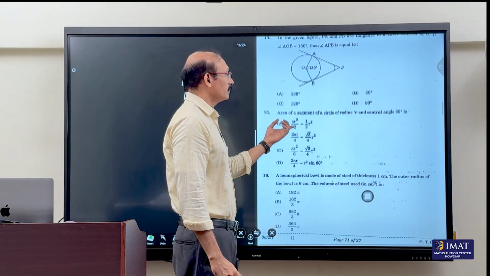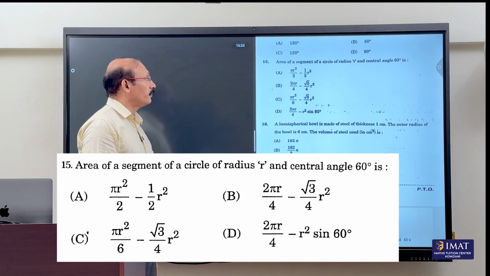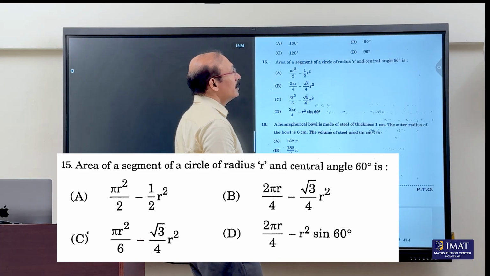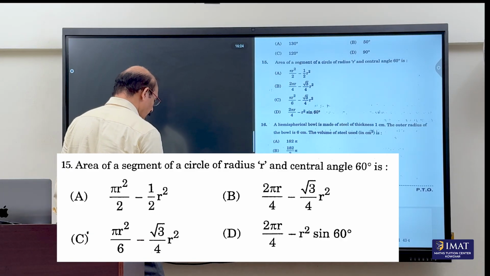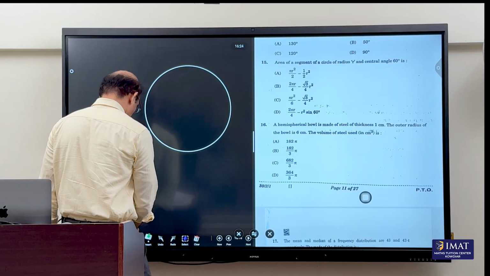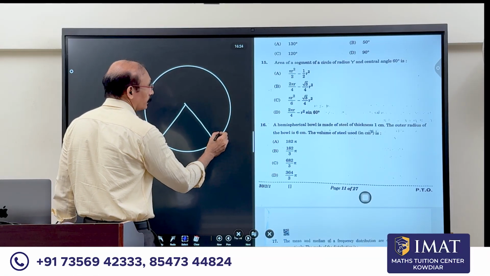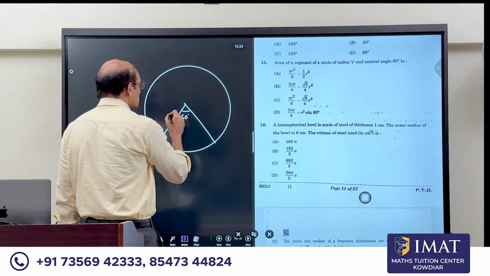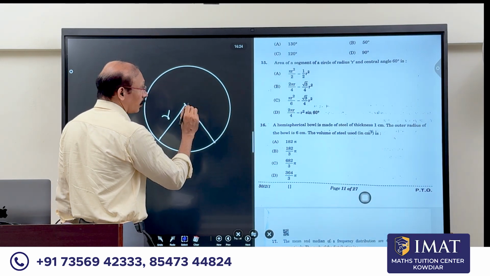Question number 15. The area of a segment of a circle with central angle 60 degree is. See, here you just draw a figure and see. You don't actually need a figure, you can do without that. Anyway, we'll just draw a figure for this question. They say the central angle is 60 degree. This is 60 degree. So this is R. We need the area of the segment.